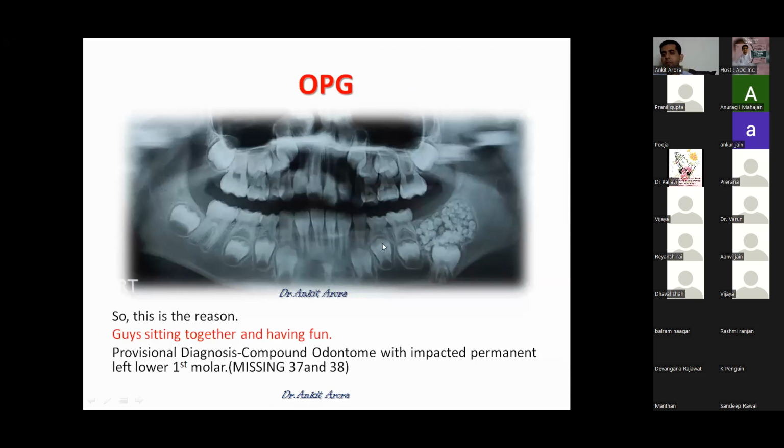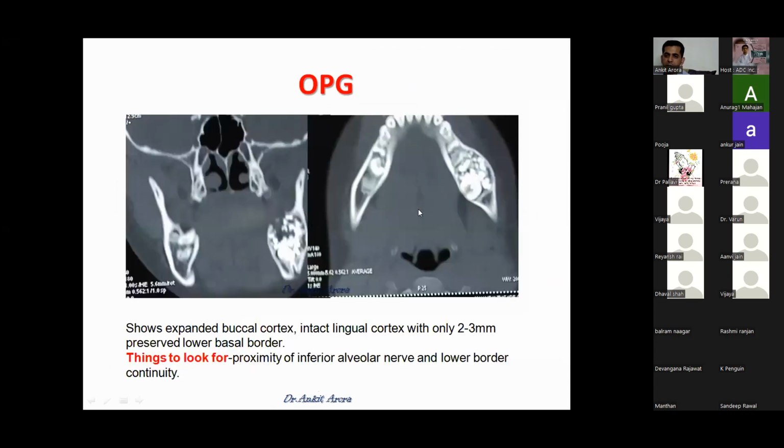So we advised an OPG for the same. When we did the OPG, we found a compound odontome lesion. There was an impacted tooth, and there was no 7 and 8, unlike the other areas. So 3, 7 and 3 were missing.